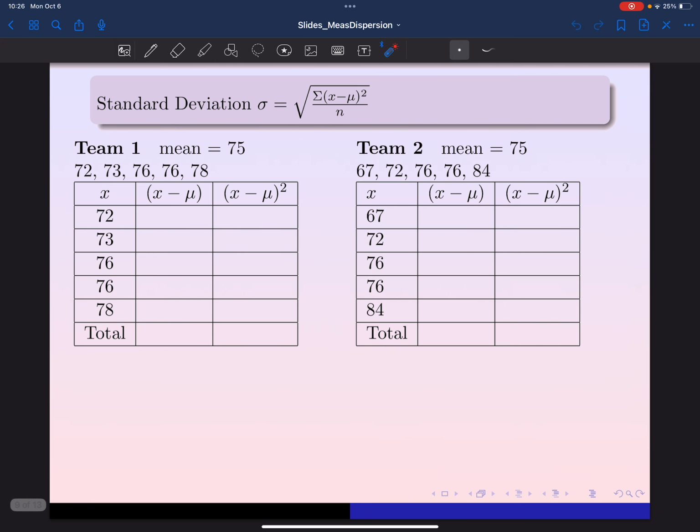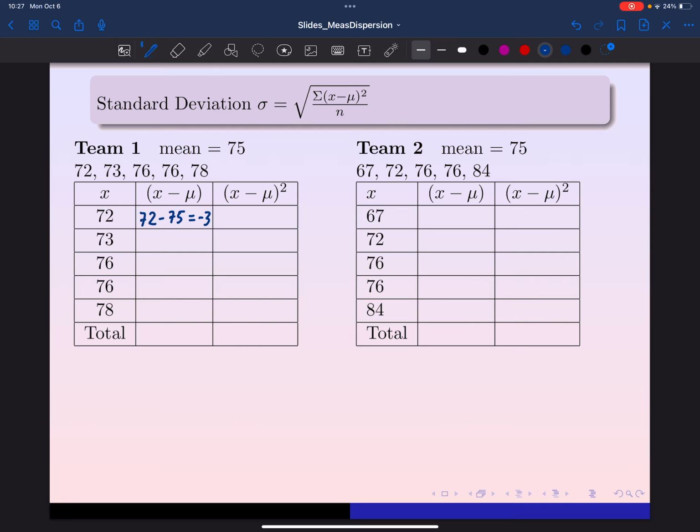So this is the formula. We use the Greek letter sigma. We're going to add those values. So for team 1, we know that the mean is 75, and we're going to calculate each value minus the mean. So we will have 72 minus the average, 75. So x minus the average is nothing else but minus 3.